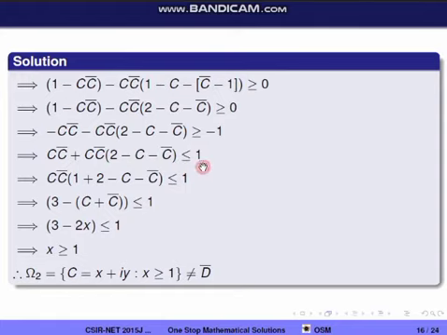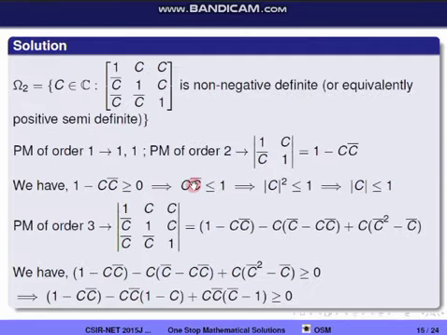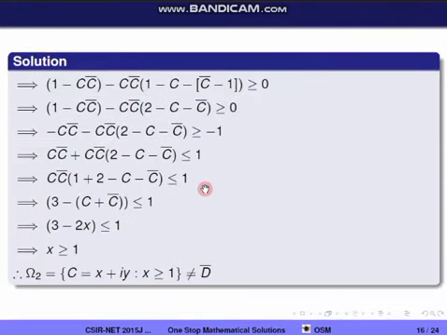Now I am taking C conjugate common from these two terms. So this implies C conjugate of 1 plus 2 minus C conjugate less than or equal to 1. We already got C conjugate is less than or equal to 1. So this implies 3 minus C plus C conjugate less than or equal to 1.